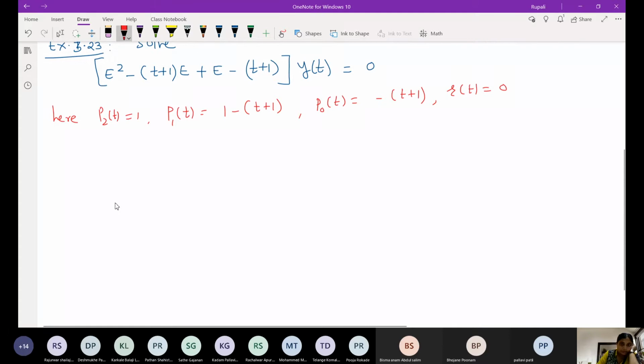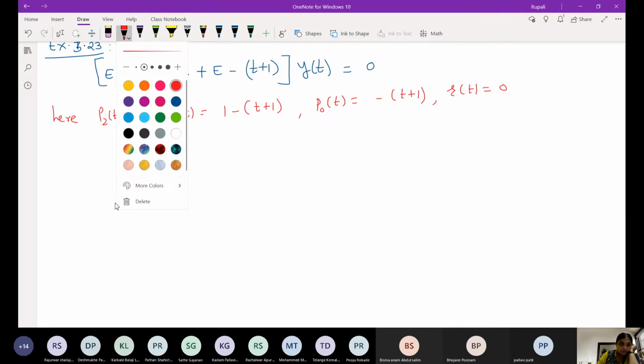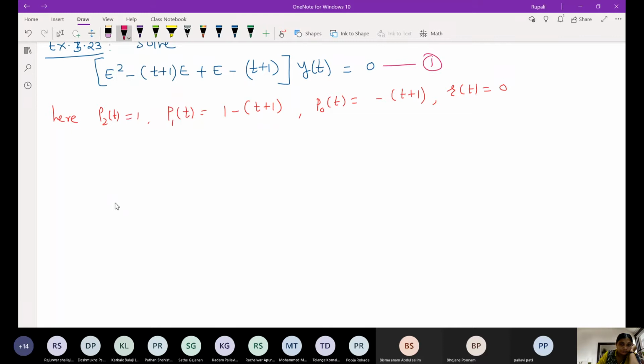Now we will give an equation number to this. We see that the operator E squared minus (t plus 1) E plus E minus (t plus 1) factors into linear factors.